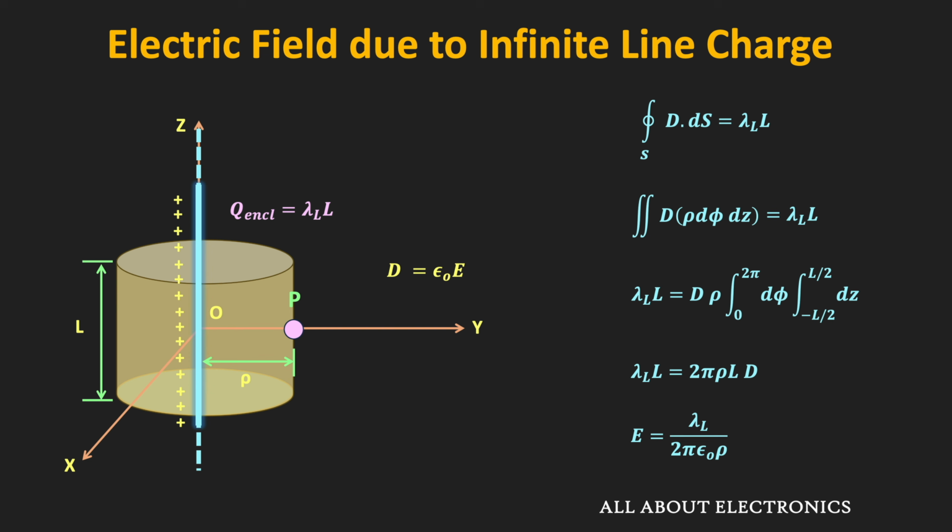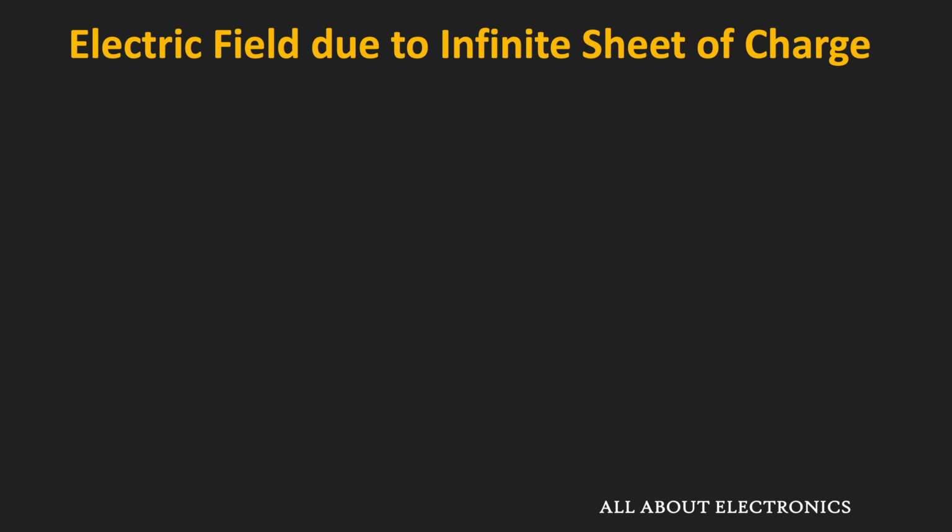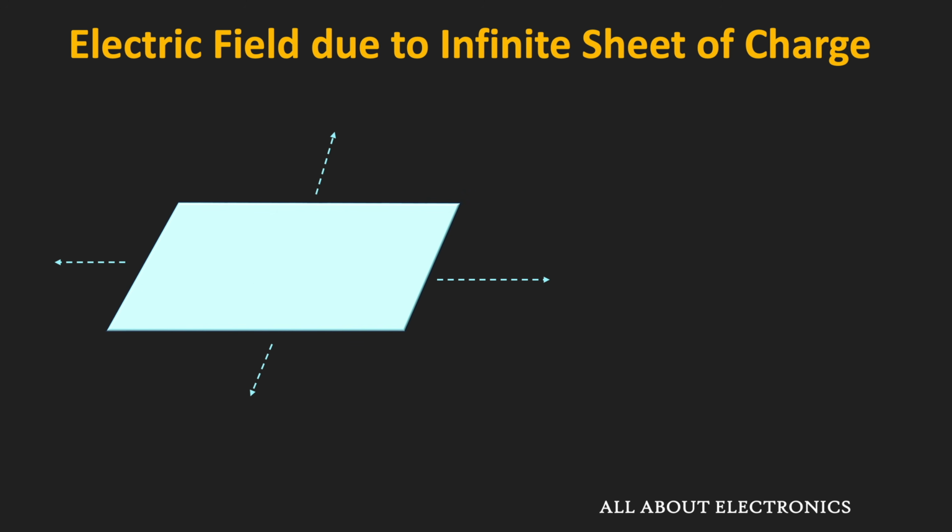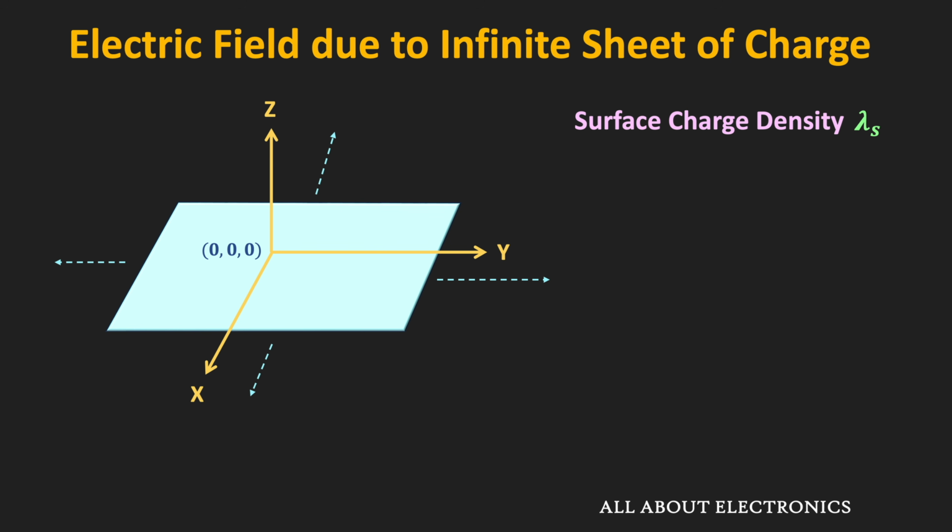So similarly, now let us find the electric field expression for the infinite sheet of charge. So let's say we have the infinite sheet of charge whose charge density is equal to lambda s. And here, let's say it is located on the z equal to 0 plane. And let's say we want to find this electric field at this observation point P. So once again, to find this electric field using the Gauss law, we need to choose this Gaussian surface, which also includes our observation point.